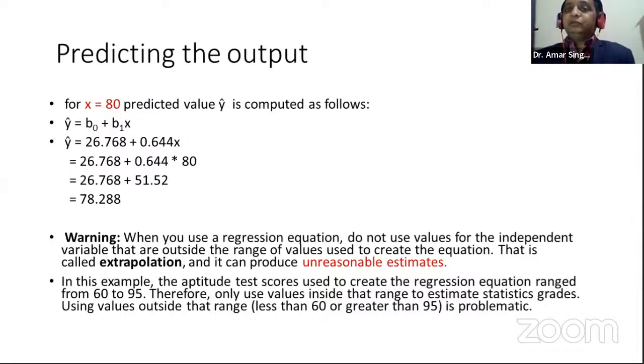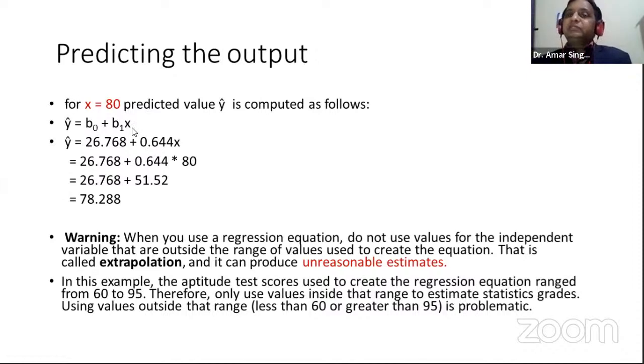So what I will do, I have computed B0 and B1. B0 is 26, B1 is 0.644. And what prediction do I want to do? I want to do the prediction for 80. So I will multiply by 80. So if the student has 80 marks in mathematics, he will get 78 marks in statistics. Right.